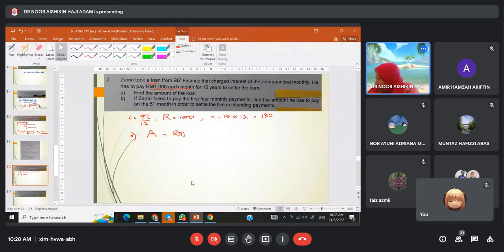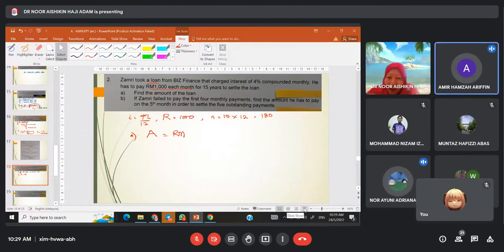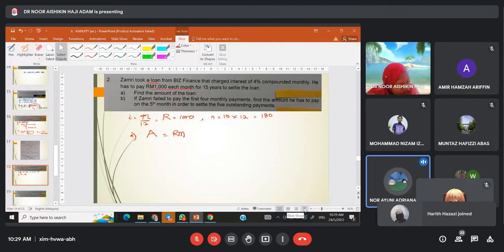Loan amount, Nizam? Nizam Izzuddin? What do you think? Untuk tu saya dapat RM135,192.15. Orang lain betul tak? Saya sama. Saya dapat sama tapi saya dapat 14 sen. Tapi you dapat apa? Saya dapat 14, jawapan depan sama, belakang dia 14 sen.